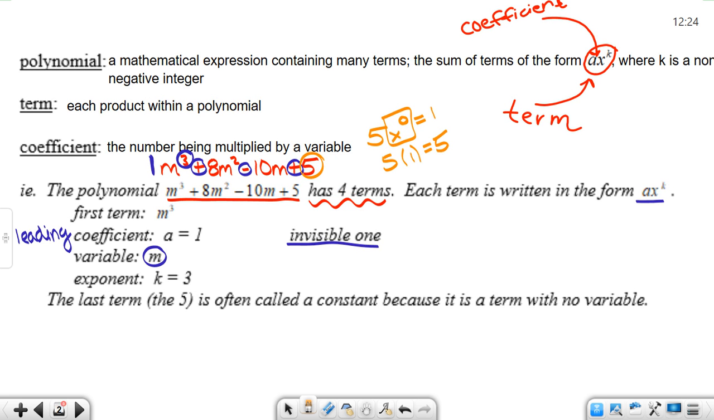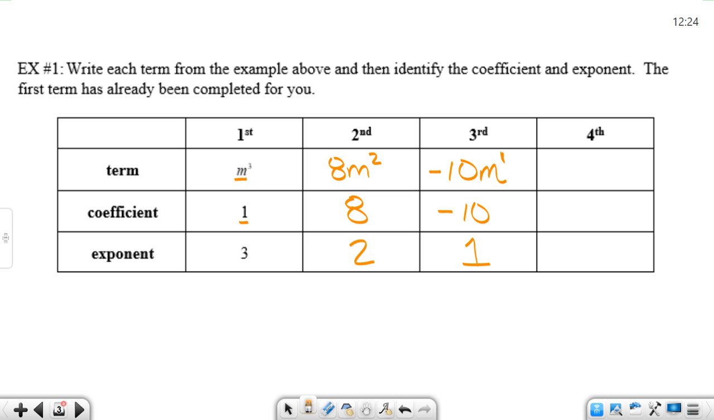And then finally, our last term is that constant at the end, that positive 5. Now, it is its own coefficient. And we did talk a little bit about this. You might say, well, there's no m with the 5. So what is the exponent? Well, guys, it is, in fact, 0. And we can see this pattern, 3, 2, 1, 0.